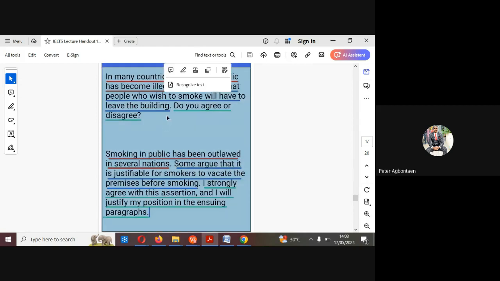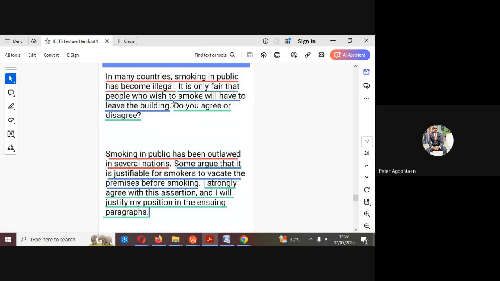And here, they said, do you agree or disagree? Here, they're asking for my opinion. They're asking me to present my opinion. So that's why here I said, I strongly agree with this, and I will justify my position in the ensuing paragraphs. So that means I agree, and I will tell you why I agree. So that's the meaning of I will justify my position in the ensuing paragraphs. So this is how it works. This is how you write introductory paragraphs in an IELTS essay.